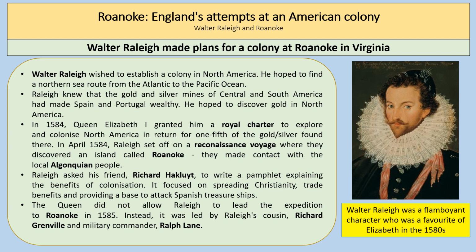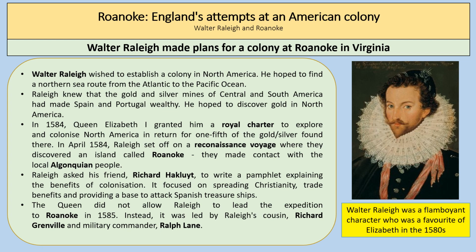Okay, so Walter Raleigh made plans for a colony at Roanoke in Virginia. Walter Raleigh was a flamboyant character and he was a favourite of Elizabeth in her court in the 1580s. Walter Raleigh wished to establish a colony in North America and he hoped to find a northern sea route from the Atlantic to the Pacific Ocean.